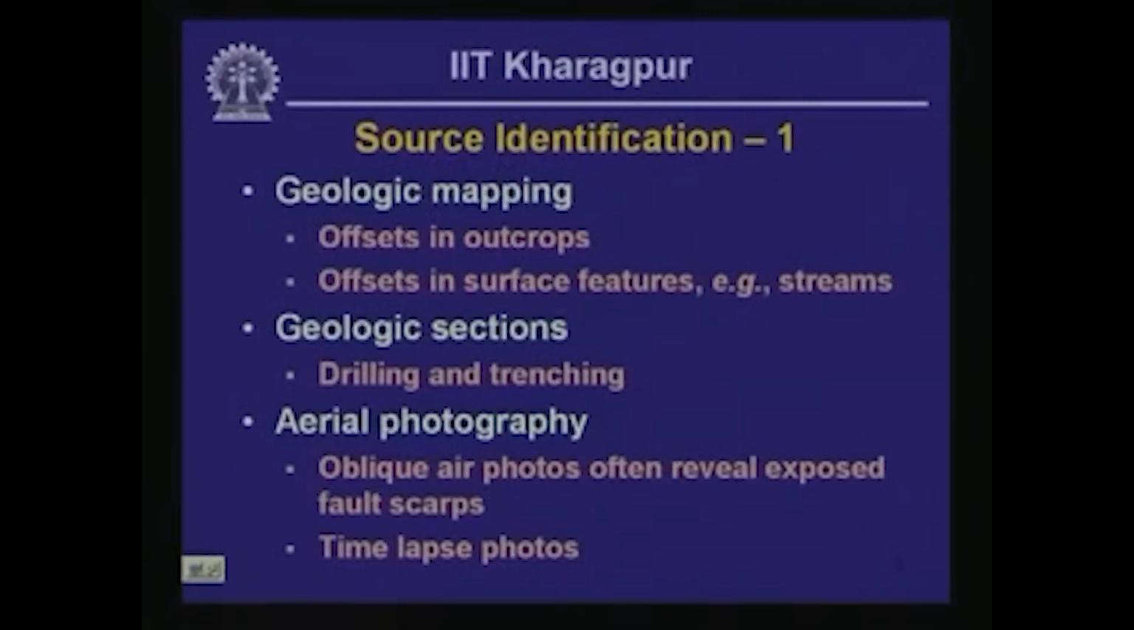Geologic sections are another important consideration. In order to construct geologic sections, you could consider drilling, or, more common in the case of seismic source identification, the activity called trenching. We will see how trenching is done and what kind of data you get out of trenching. Then thirdly, you could take help of aerial photography. Typically oblique air photos often reveal exposed fault scarps.